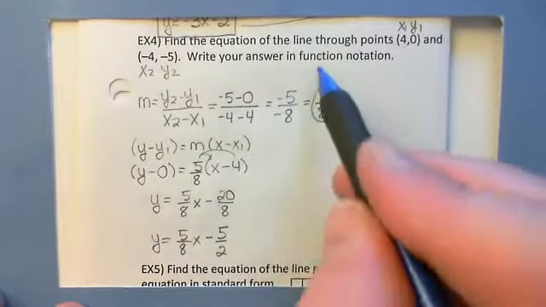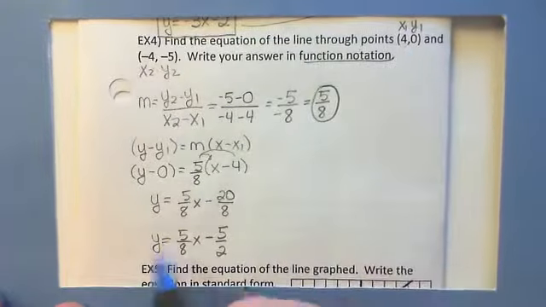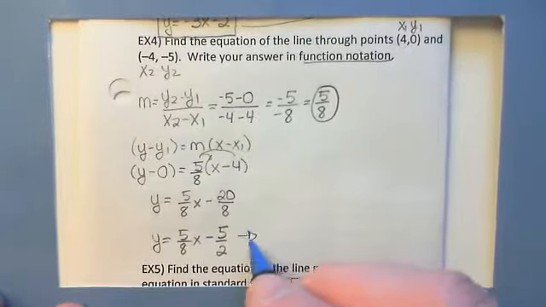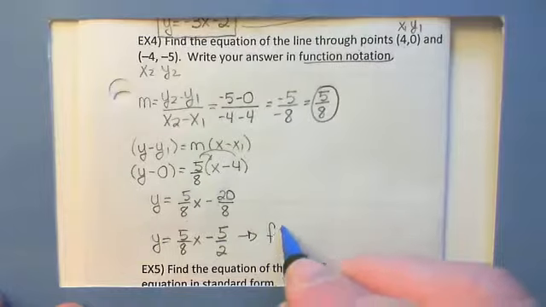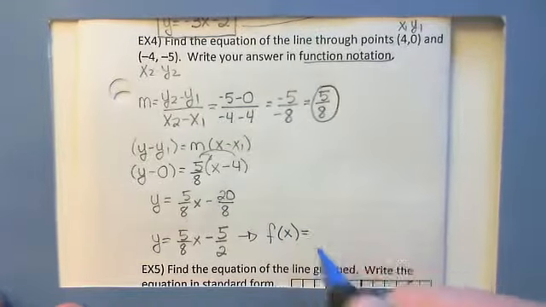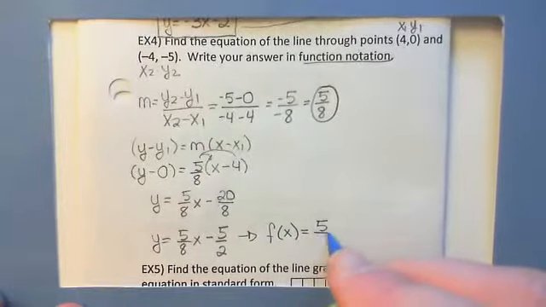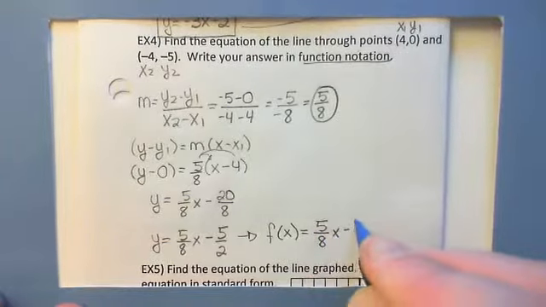The problem asks us to write in function notation. Basically what function notation is, instead of using y, you're going to use the function notation, which is f of x equals 5/8 x minus 5 over 2.